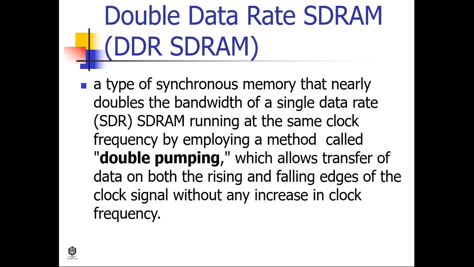Double data rate SDRAM is a type of synchronous memory that nearly doubles the bandwidth of a single data rate SDRAM, running at the same clock frequency by employing a method called double pumping, which allows transfer of data on both the rising and falling edges of the clock signal without any increase in clock frequency.